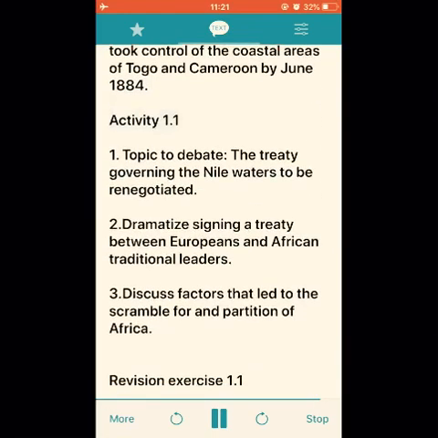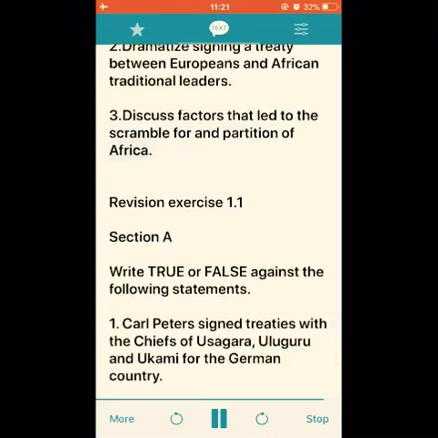Activity 1.1. 1. Topic to debate: the treaty governing the Nile waters to be renegotiated. 2. Dramatize signing a treaty between Europeans and African traditional leaders. 3. Discuss factors that led to the scramble for and partition of Africa.